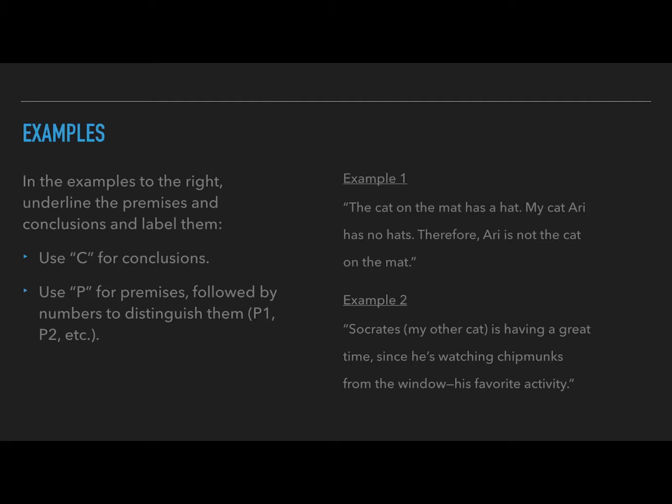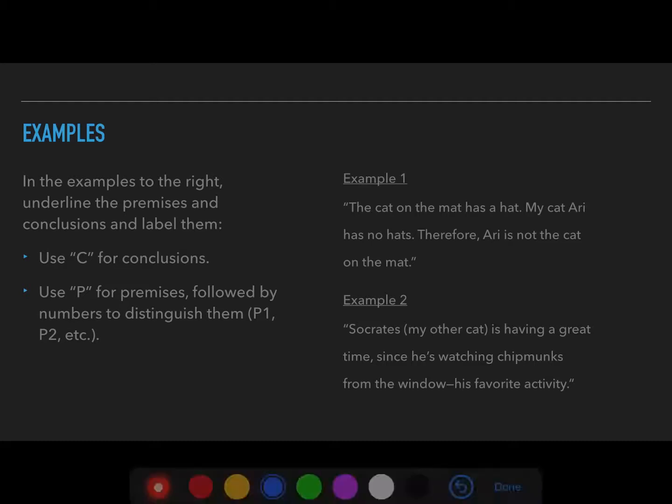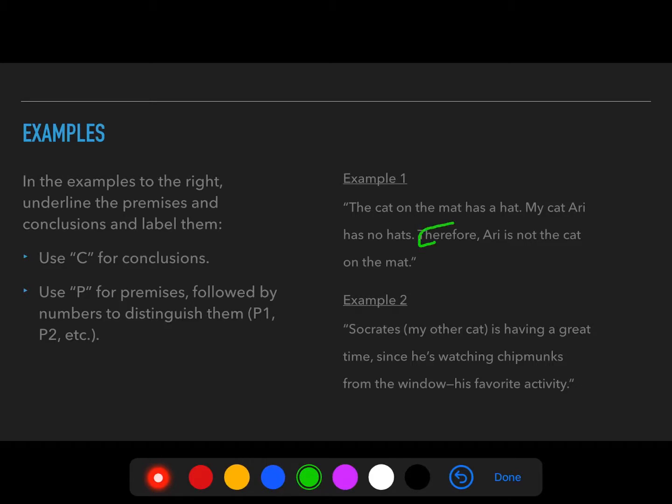The cat on the mat has a hat. So I'm going with the Dr. Seuss theme here. My cat Ari, short for Aristotle, no surprise there, philosopher, has no hats. Ari has no hats. Therefore, Ari is not the cat on the mat. Now, of course, the conclusion here is given away by the word therefore. That's what we call a conclusion indicator. And it tells you that what follows it is the conclusion. Ari is not the cat on the mat. That's the thing the argument wants to prove.